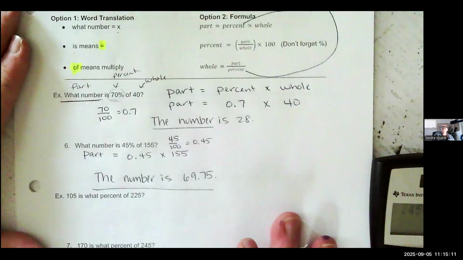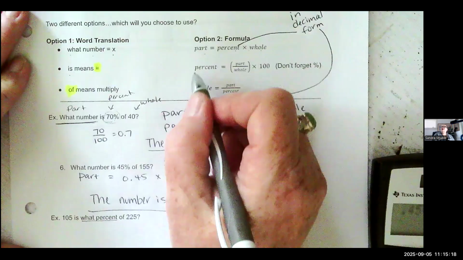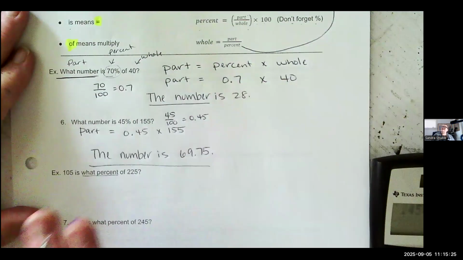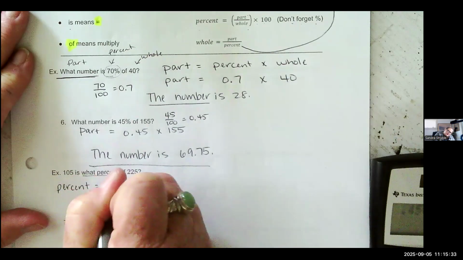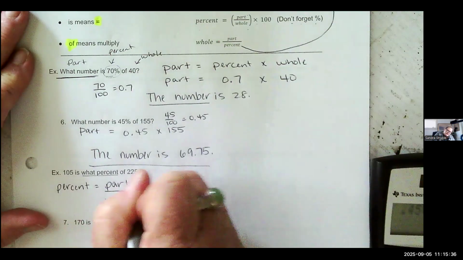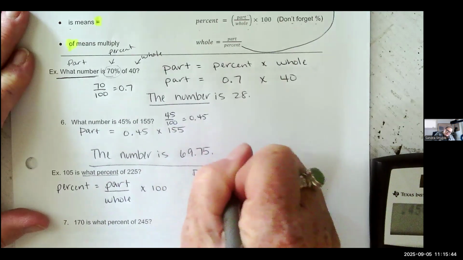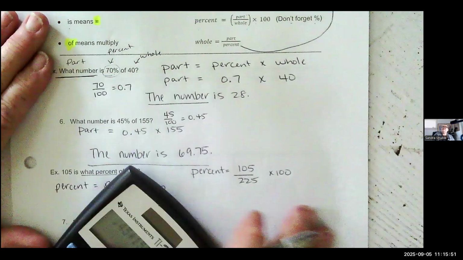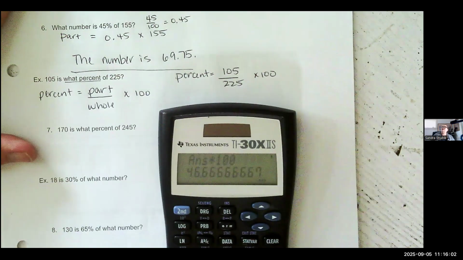All right, next one. 105 is what percent of 225? So now we're looking for the percent. Percent is part divided by whole times 100, and don't forget the percent sign. So when we solve this, it's going to be in decimal form, and we have to change it to a percent. So percent is equal to part divided by whole, and then I always like to say times 100. So the percent is 105, which is part of 225. And I got 0.46 continuous times 100, 46.6 continuous.